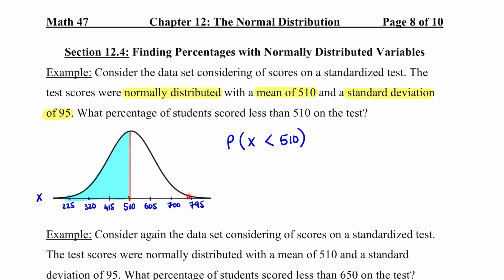Remember, everything under the normal curve is 100%. And 510 is the number right in the middle. The graph is symmetric about 510. So 510 splits the graph into two halves. This is 50% and this is 50%. So this blue region is 50%. So 50% of students score less than 510 on the test.